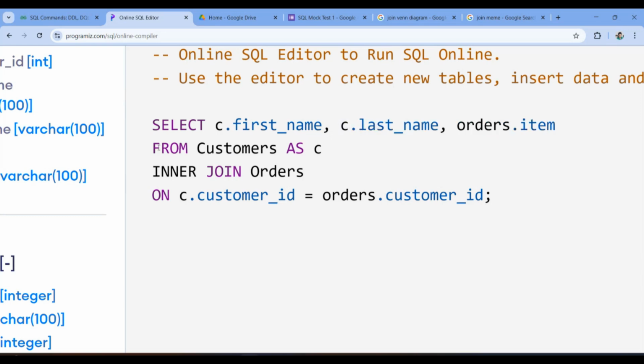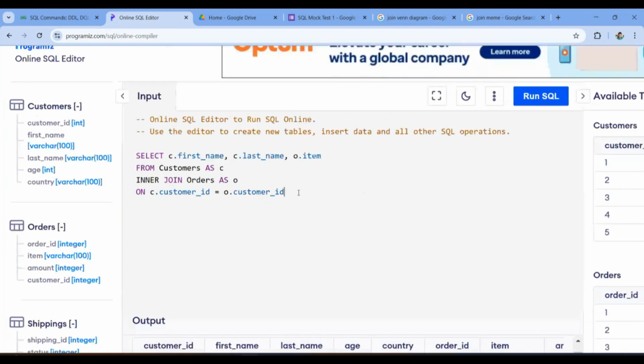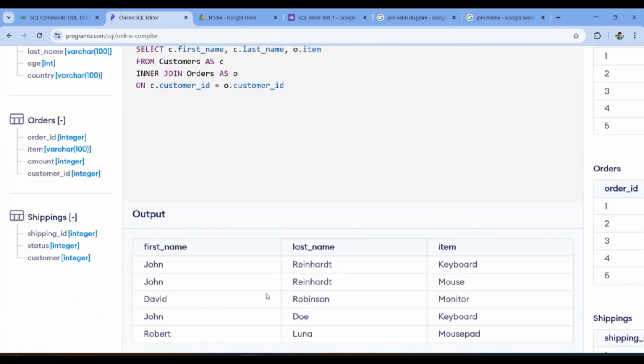Right? Because order of execution is from, join, and then select. So inside your from only, you are saying whenever customer is there, I will write it as C. Okay. Orders as O. And whenever I'm writing orders, I'm writing O. Orders O. And that also will run the same way. Right? If I run it, you still have the same first name, last name, and item.